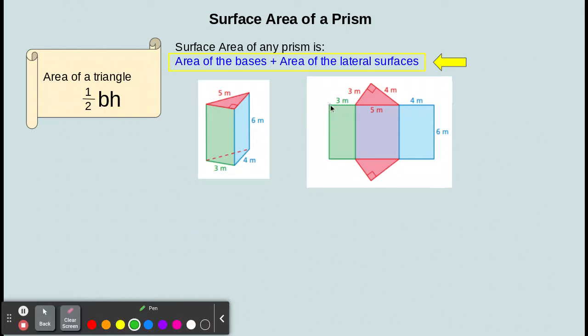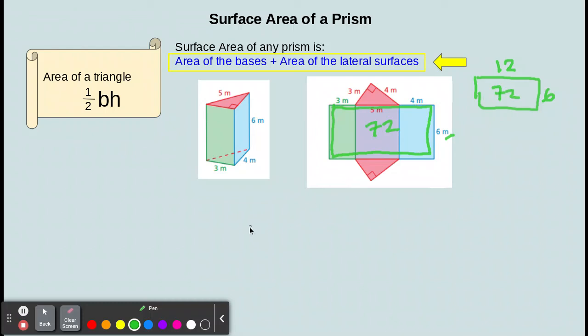All right, so if we look at this big, large rectangle here, we know that it is 6 by 3 plus 5 plus 4, which is 12. And 12 times 6 is 72. So the area of our lateral surfaces ends up being 72.